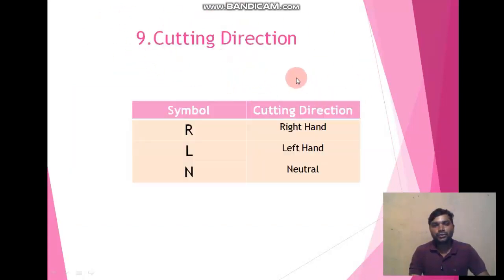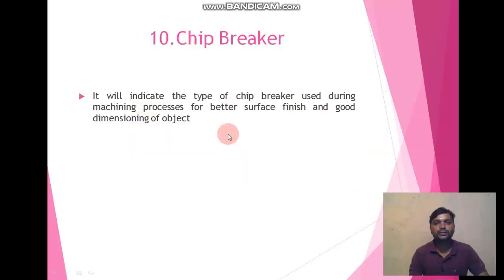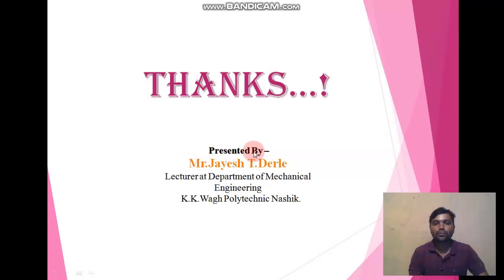The 9th position indicates the cutting direction. If in the 9th position there is the symbol R, it indicates the cutting is right handed. If there is the symbol L, it indicates the cutting is left handed. If there is the symbol N, it indicates neutral cutting, meaning we can move in the left as well as the right side. So this is about cutting direction. And the 10th position indicates the chip breaker. It indicates the type of chip breaker used during the machining process for better surface finish and good dimensioning of the object. So this is about the nomenclature or identification of inserts.